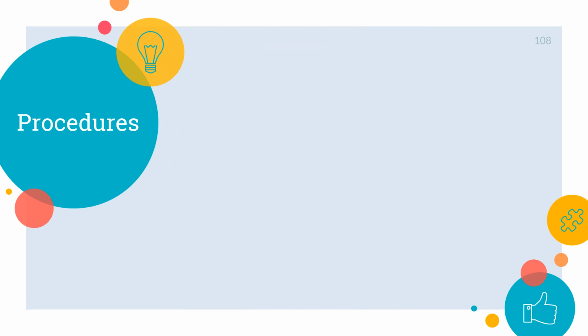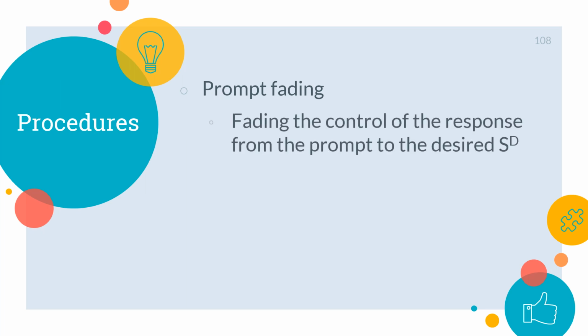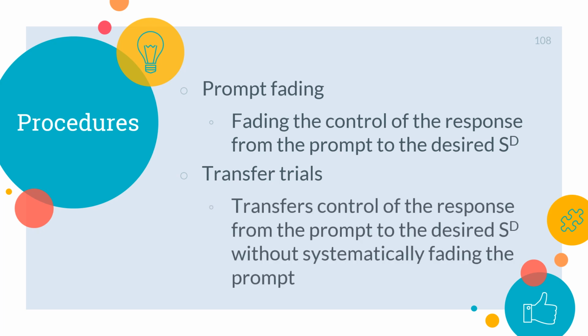To implement stimulus control transfer procedures, you would implement prompt fading or transfer trials. As a reminder, prompt fading, both response and stimulus prompt fading, involves fading the control of the response from the prompt to the desired discriminative stimulus. Transfer trials involve transferring control of the response from the prompt to the desired discriminative stimulus without systematically fading the prompt. This is done by providing another opportunity for an independent response after the prompted response.